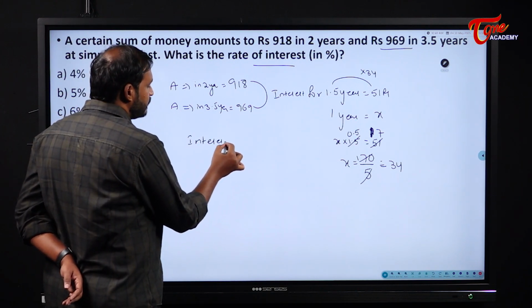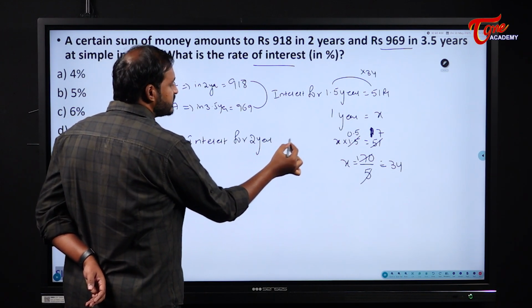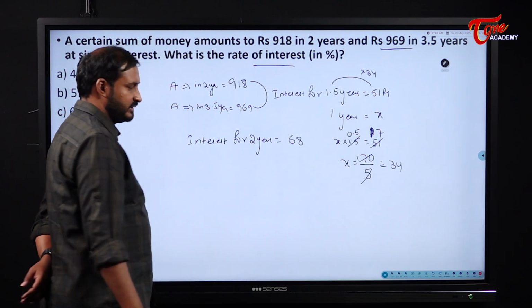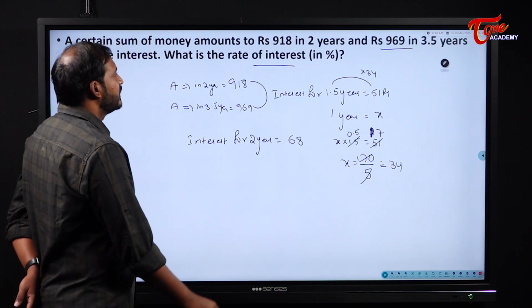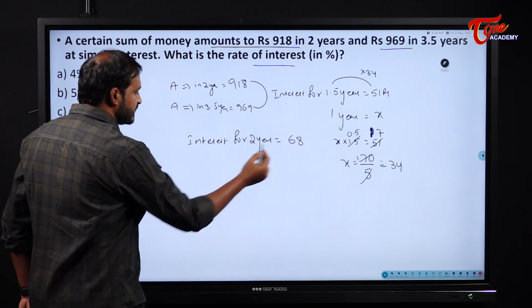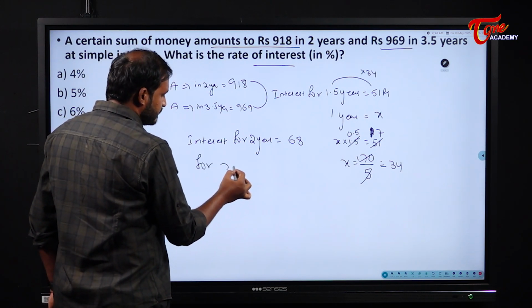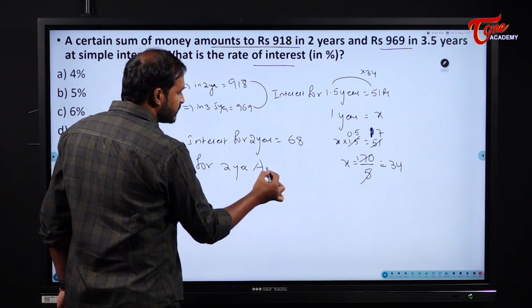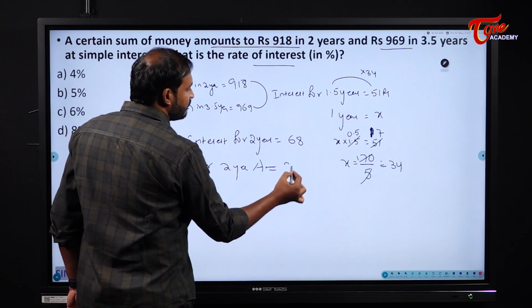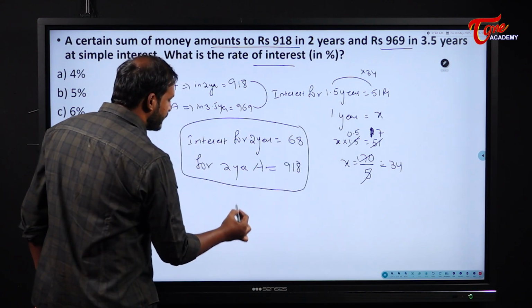What will be the interest for 2 years? It is equal to 68. Interest for 2 years will be 68. Now for 2 years the amount is 918 and the interest is 68. From these two things, tell me what is the principal here?